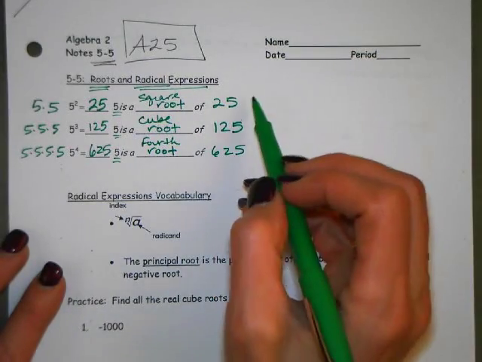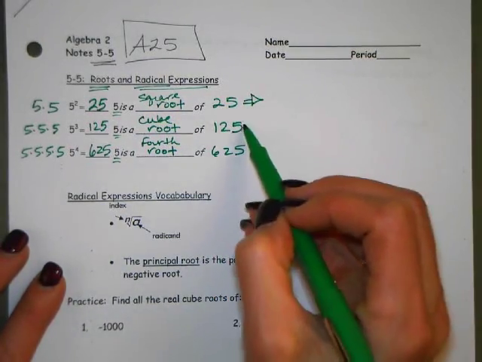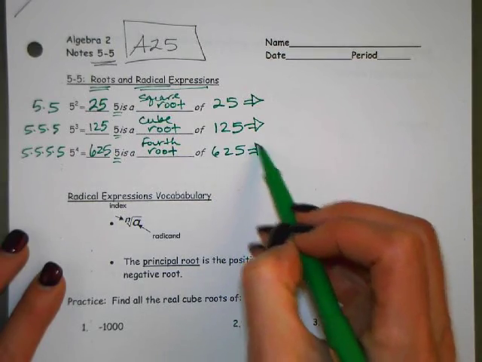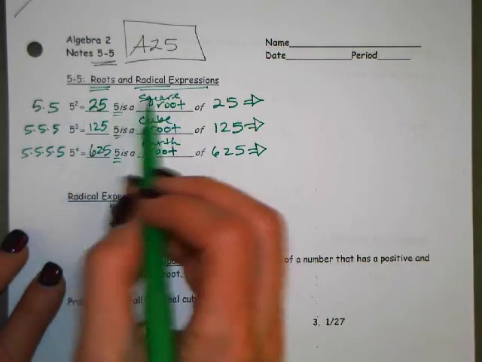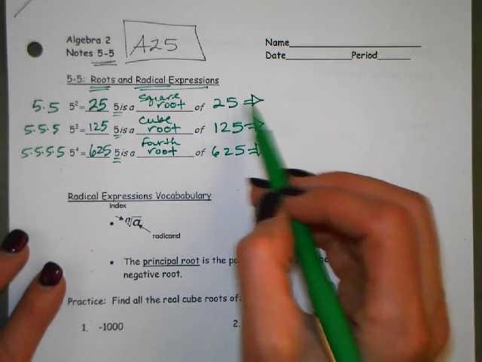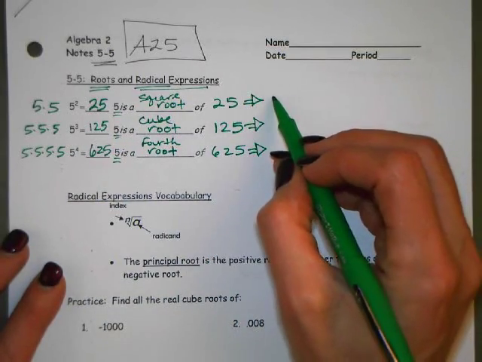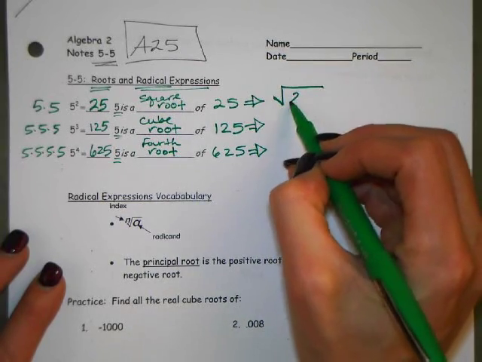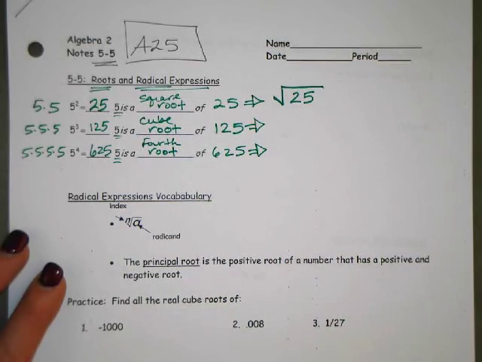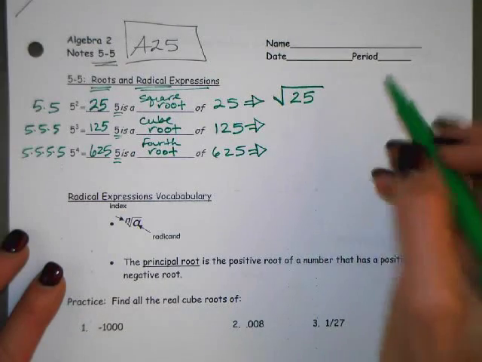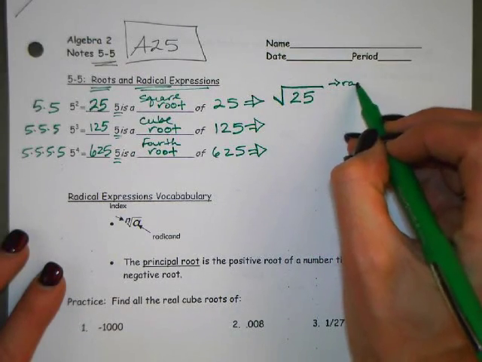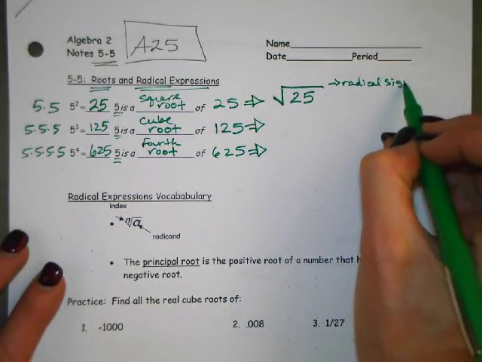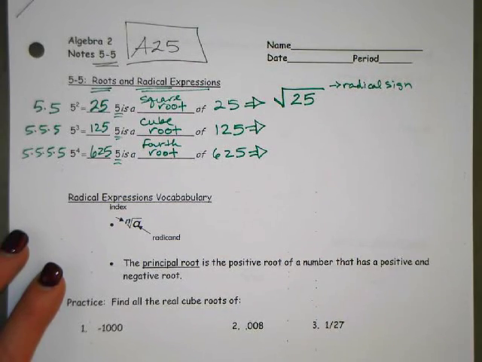What we do then, going the opposite way, is we want to find the answer. So if I want to know the square root of 25, I would use the symbol, and I would put the value underneath it. This symbol right here is called the radical sign. So you put the value underneath the radical sign.